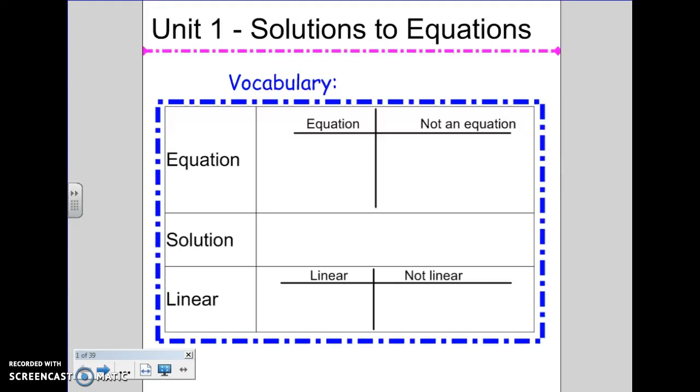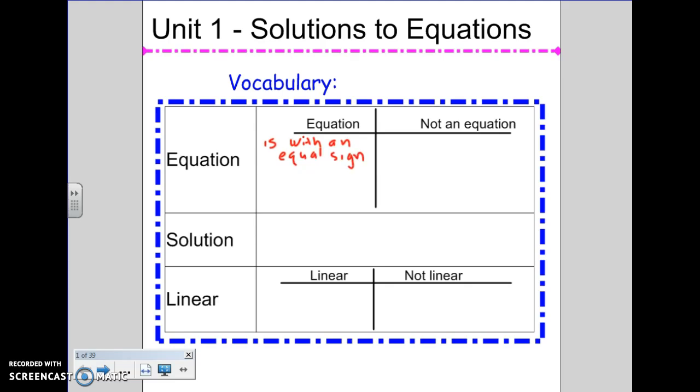Hello, this is Mrs. Ringrose for Algebra 1, and pretty soon we're going to get ready to solve equations. But before we jump into that, I thought first it would be nice to know what a solution to an equation is. And before we can talk about solutions, we need to know what an equation is. So an equation is something with an equal sign.